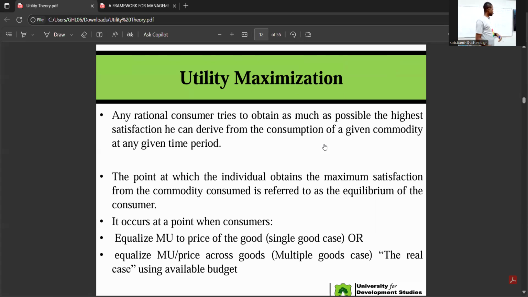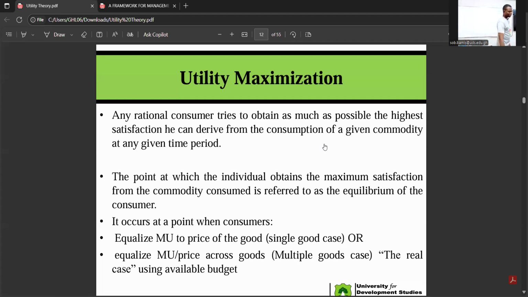All right. So let's wrap up with this one. Utility maximization. What we are going through now is the cardinalist school of thought, their approach. They believe that utility can be measured. So that is what we are going through.